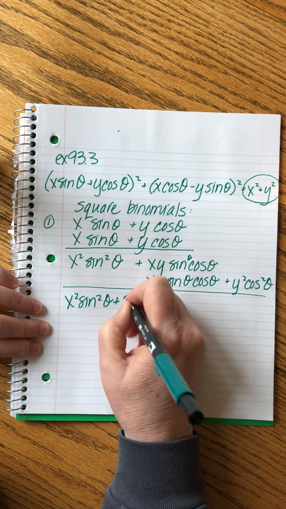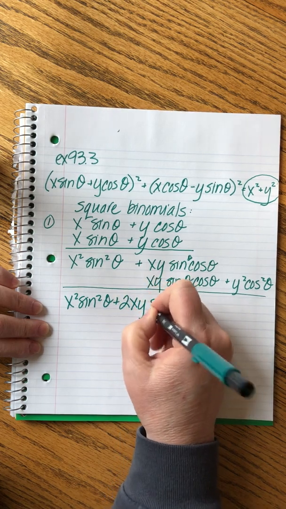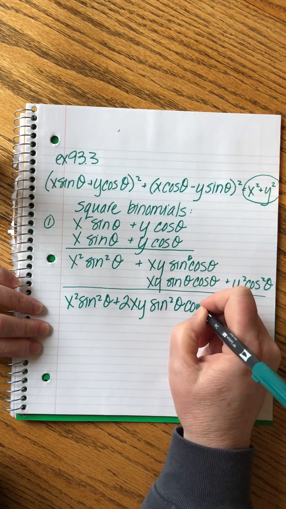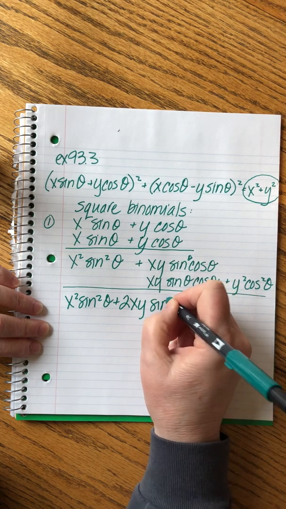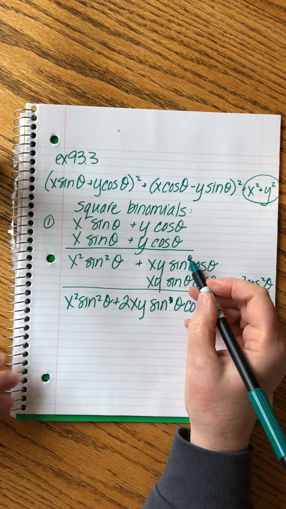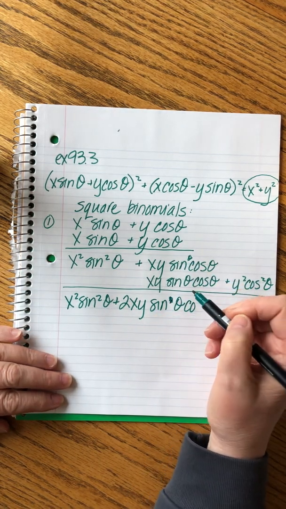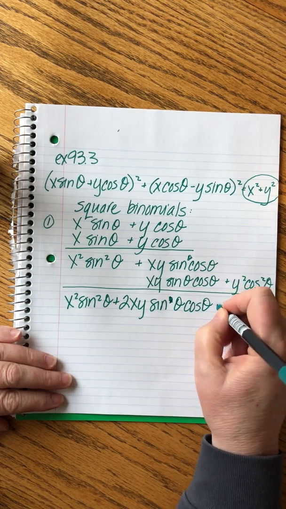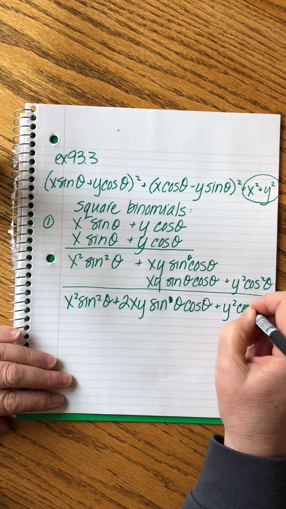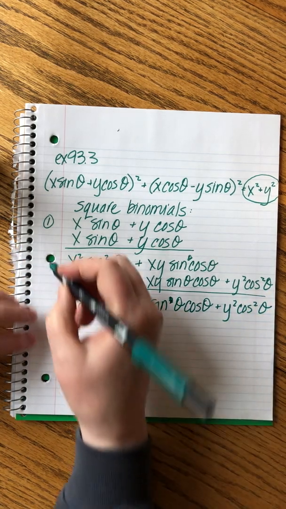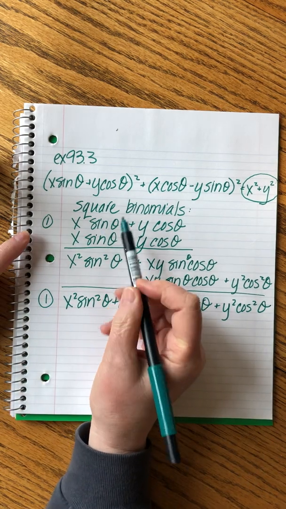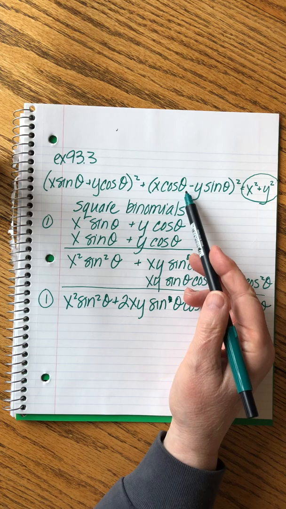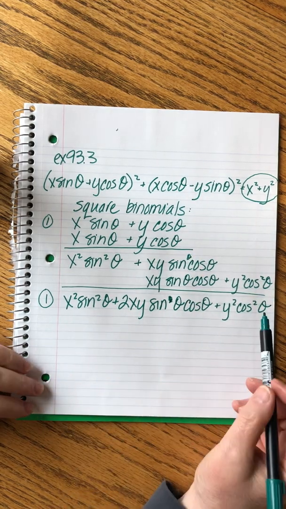Plus 2xy. Wait, it's not a squared. I saw that little theta up there and I copied that as a squared, but it's not squared. We're just adding these, so we have 2 of them. So this is the first binomial squared. Now we have to do the second binomial squared and then combine them.